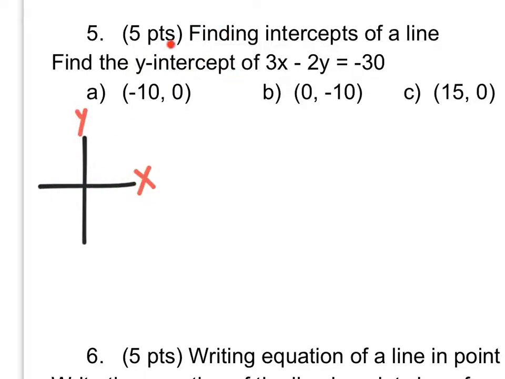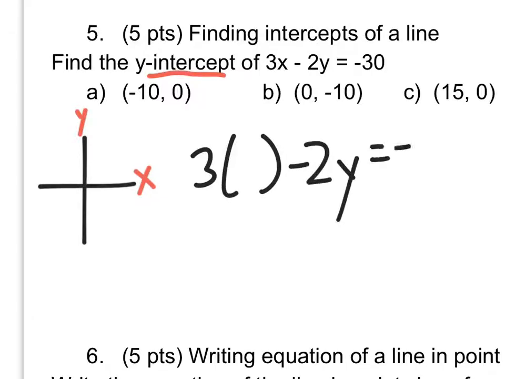So what do we know? We need to find the y-intercept. A second ago we said that the value of x anywhere along the y-intercept is going to be 0. So if the value of x is 0, we're going to write that like 3 open parentheses minus 2y equals negative 30. Because 0 is whatever the value is along the y-intercept, we can pop 0 in for x.